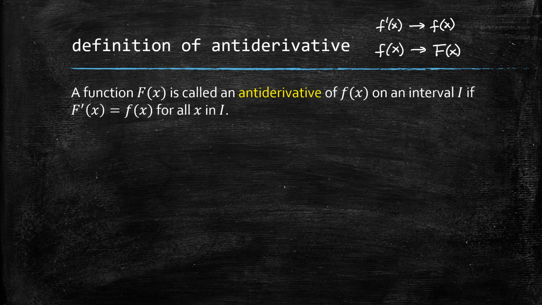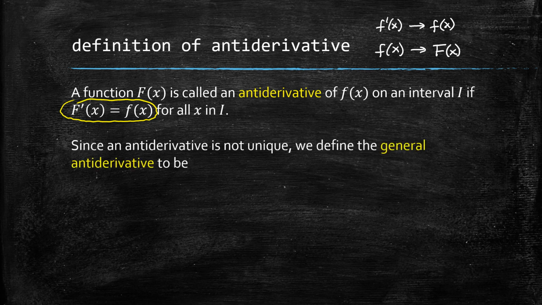A function F of x is called an antiderivative of little f of x if, obviously, when you take the derivative of that function, you get back to little f of x. Since an antiderivative is not unique, as we saw in the previous example where all those parabolas could be possible antiderivatives of the original function, we define the general antiderivative to be this. So we just put plus c to allow for the fact that we don't know what that constant is, but we are aware of it. So, where c is a constant.